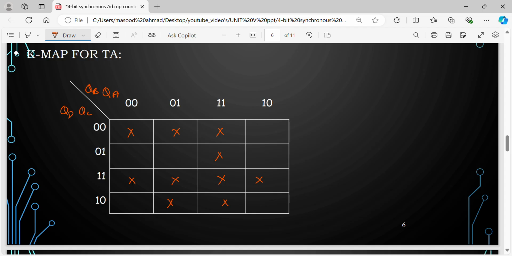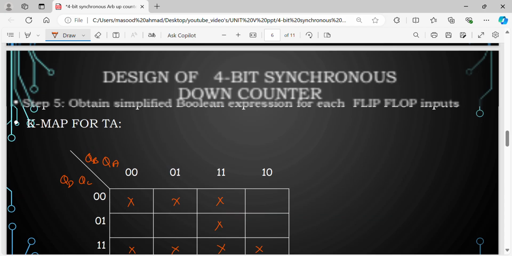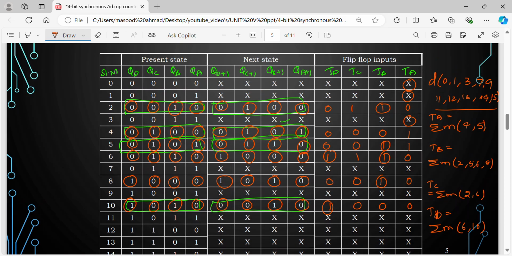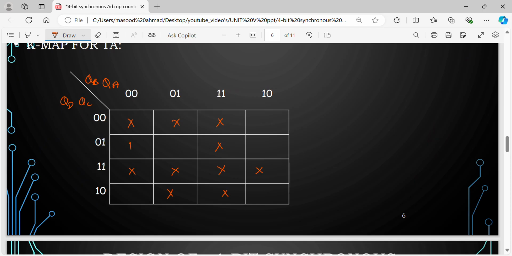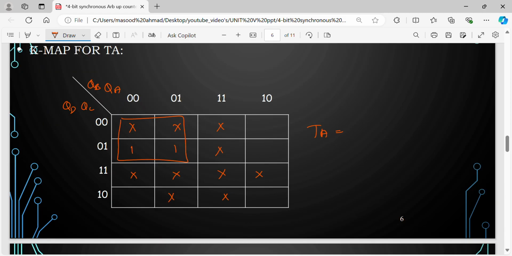That's fine. Next, what is required is we need to enter the values of TA. TA is 1 for 4 and 5. It is 1 for 4 and 1 for 5. So I can take this 4, not required. Simply I can go for a simple expression like this. So what is my TA value now? It is QD bar and QB bar.